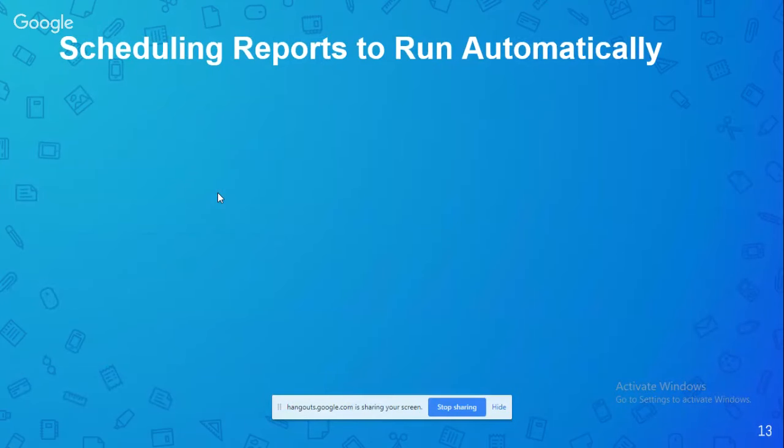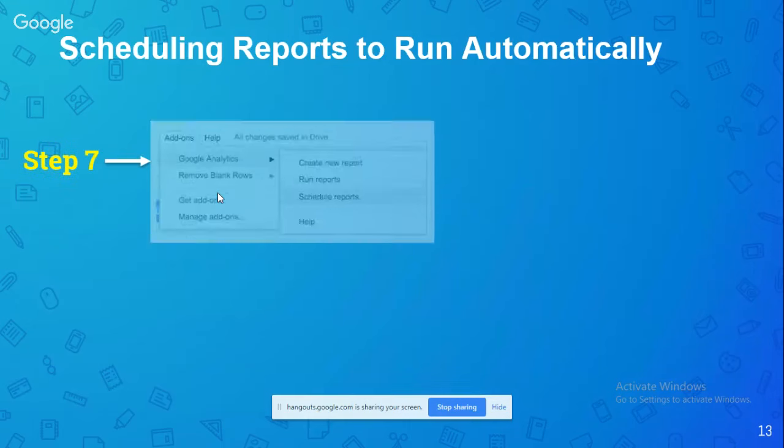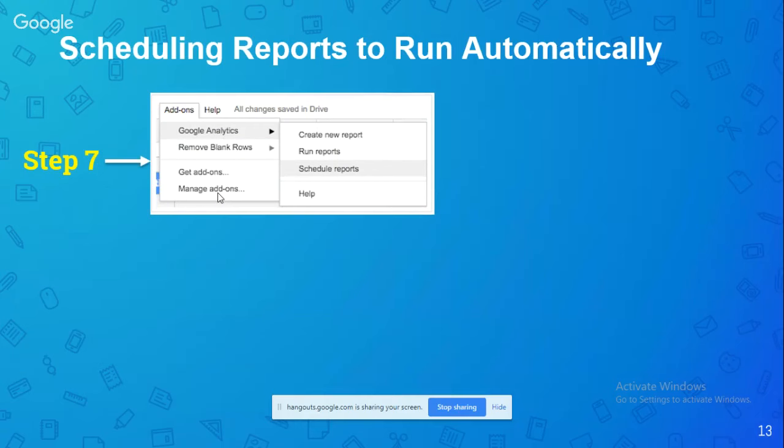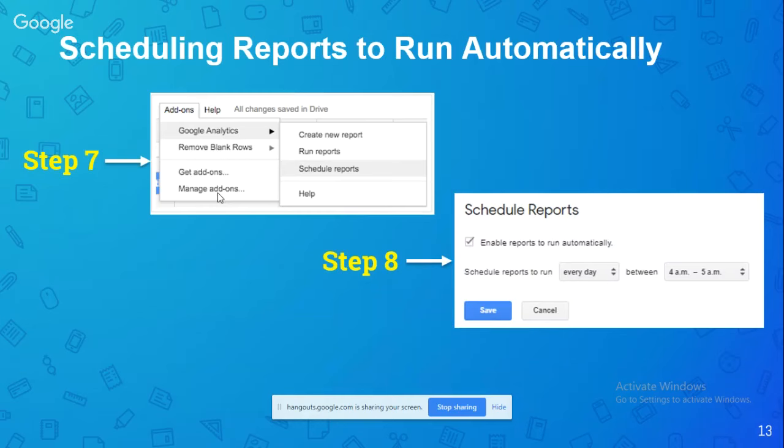So now, how to schedule a report? You have to go again to the add-on section, and once you click Google Analytics, you'll see it gives an option of scheduling a report. Once you click on schedule report, it will ask what time you want to schedule your report. So you can select every day, or you can set the frequency here.